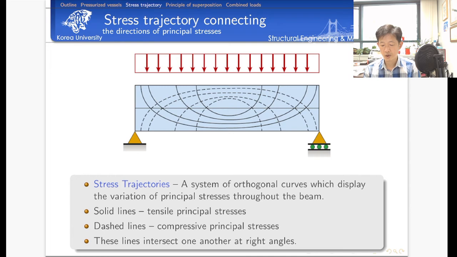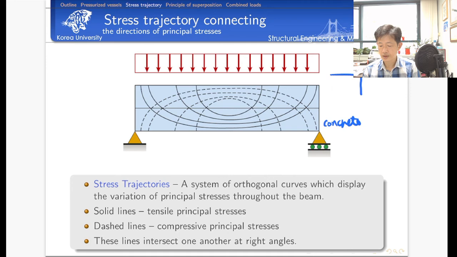Here the solid curves are representing the directions connecting maximum positive principal stresses, and the dashed curves are representing the direction of minimum principal stresses. Let's imagine that we are using concrete here. If you use concrete, then what happens?